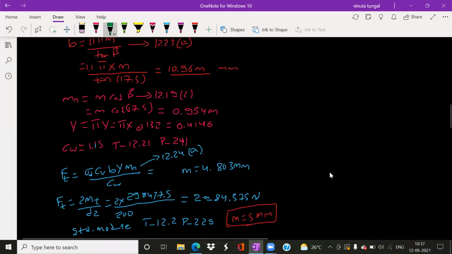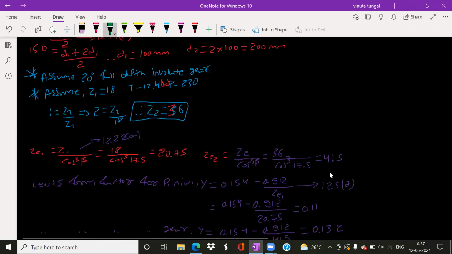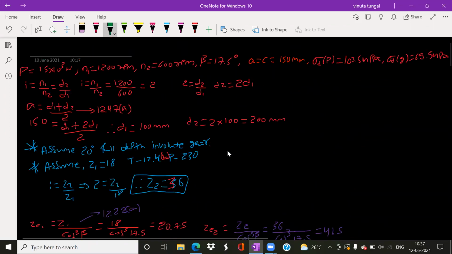This is the complete problem. It will be asked for 20 marks, full marks. All of you understood? Do you have any doubt in this?